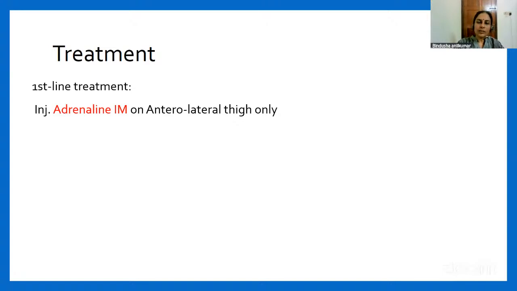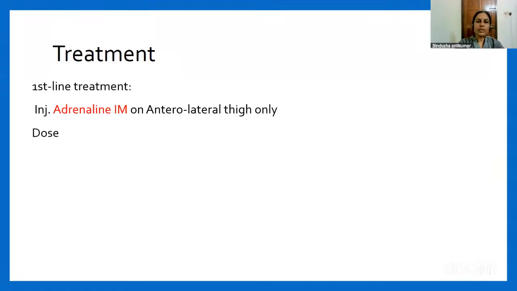And it should not be given through the subcutaneous route in anaphylaxis. Why? Because in anaphylaxis, as we said earlier, the circulation is also compromised. So if you are giving through the subcutaneous route, the blood supply to the skin is less, so it will not be absorbed. So make sure that we are giving adrenaline only through the intramuscular route.